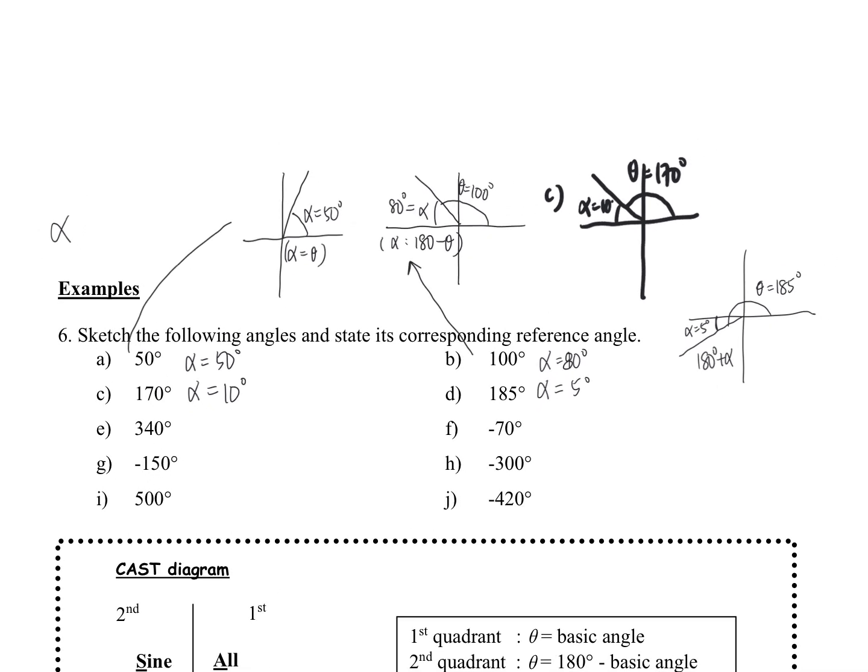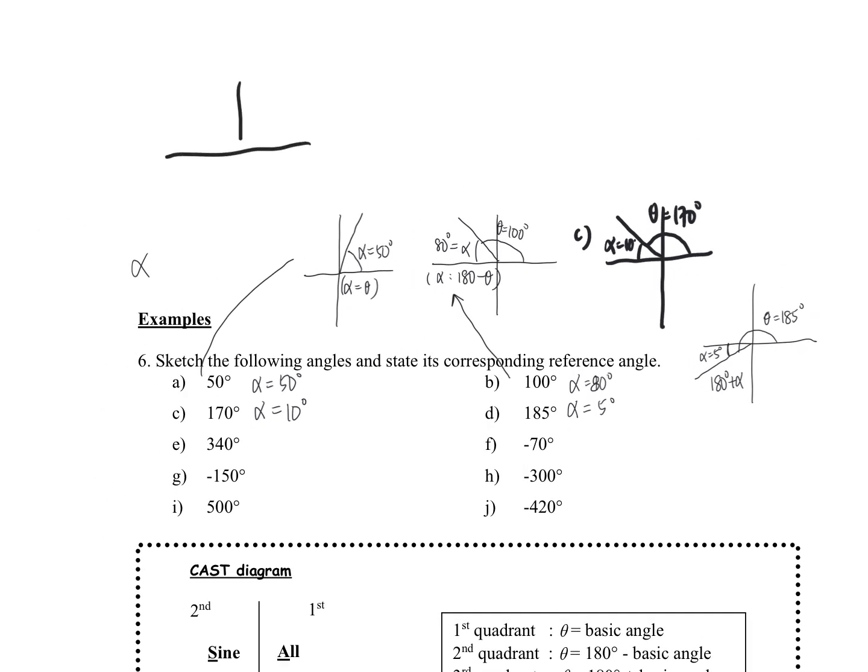Okay, 340 will go to the fourth quadrant. So you go until 340 here, right? So 340 is your theta. Reference angle is just this part, 20.